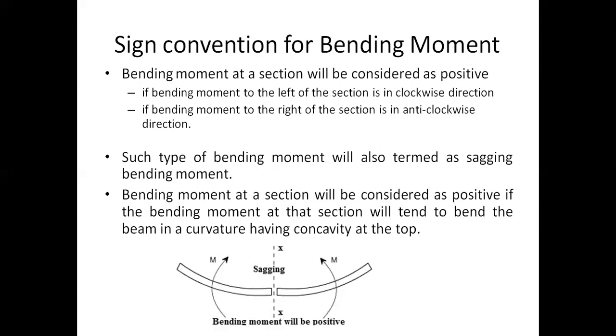Here we have sagging, or a concavity. That means left hand side of the section you have a clockwise direction, right hand side of the section you will have an anti-clockwise direction. So the entire beam will bend like a concave beam. Concavity will be there on the top. So when there is a concavity, it is called a positive bending moment or a sagging.